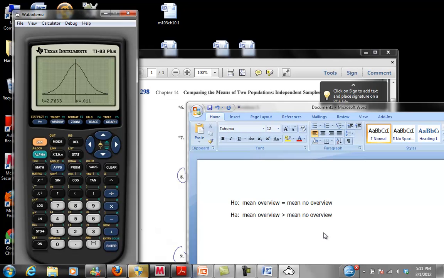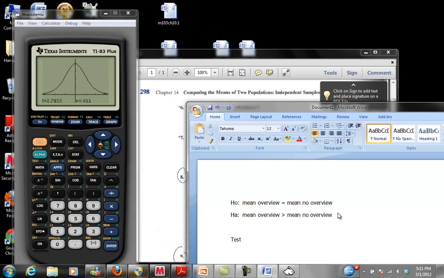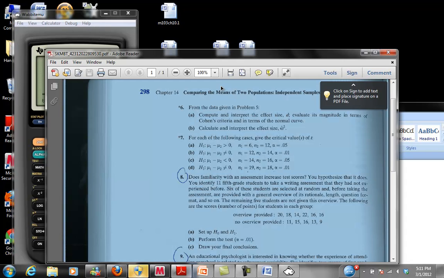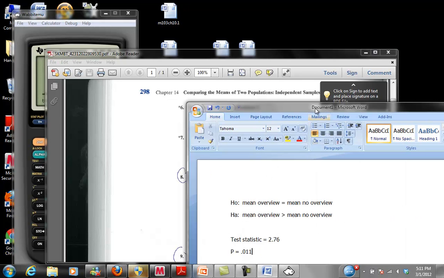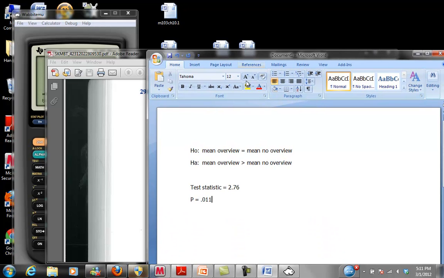I'm going to write this down because I think this problem had an unusual alpha that they gave us. So our test statistic is 2.76, so we're over 2 hops away, but not quite 3. And our p-value is 0.011. Okay, so if I come back here to this problem, it says we're going to use a significance level of 0.01. If you notice, our p-value is just slightly bigger than 0.01.